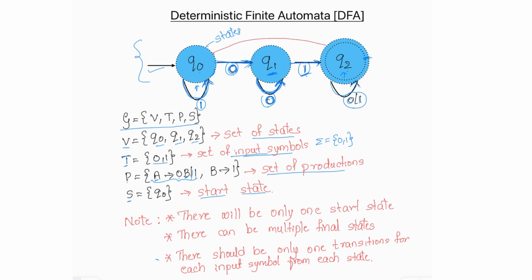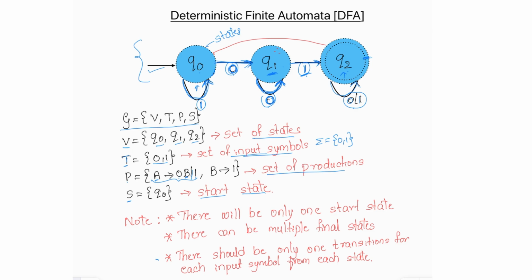Final state. So if the machine moves from the start state to the final state by passing through the intermediate states, then that particular string will be accepted by the machine. There are important notes with respect to deterministic finite automata, also the finite automata. In an individual DFA, there should be only one start state.